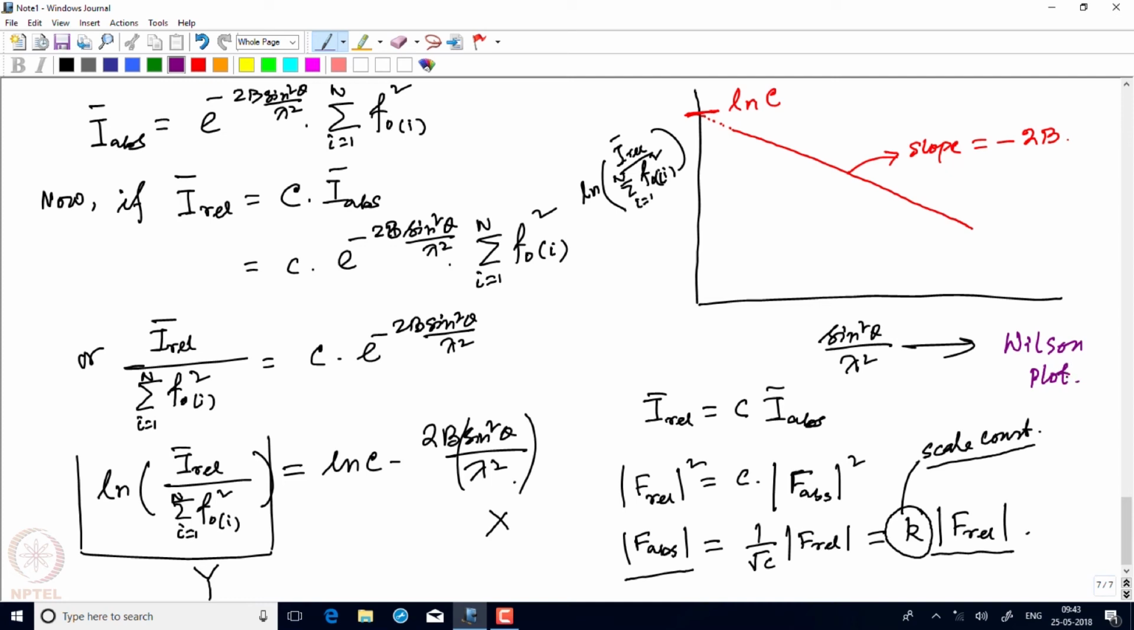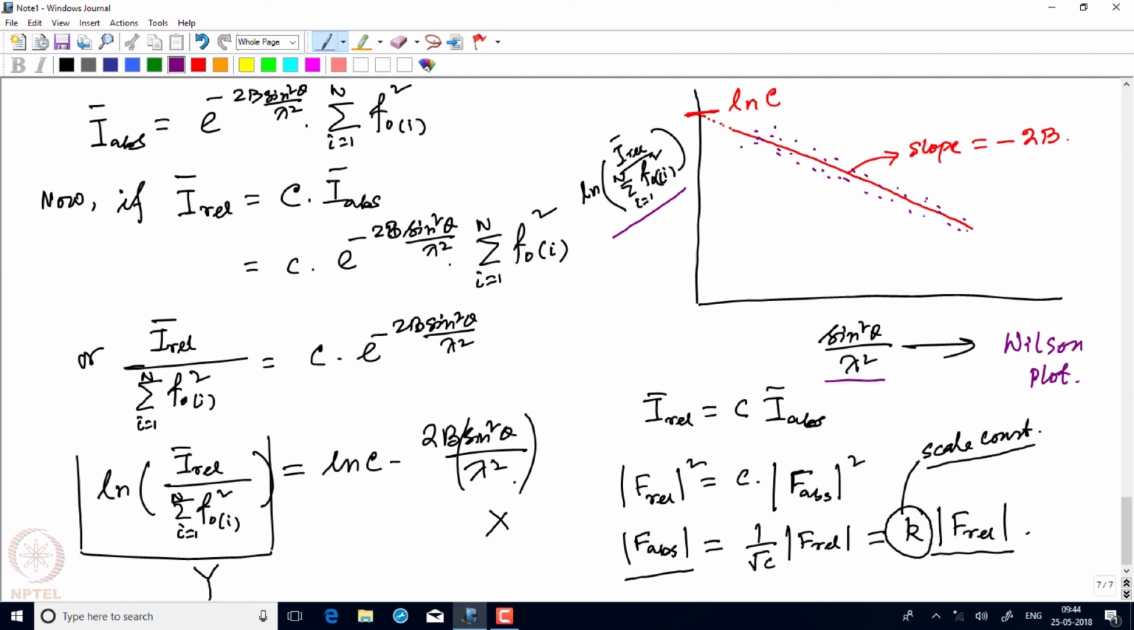So, the feature of a Wilson plot is supposed to be a straight line with negative slope if we are plotting these two quantities, and this straight line with negative slope should have all the reflections falling very close by this straight line like that. So, these reflections should represent a linear distribution with a negative slope.